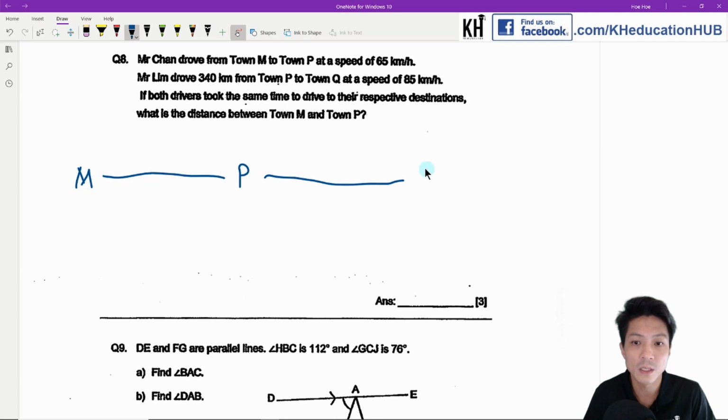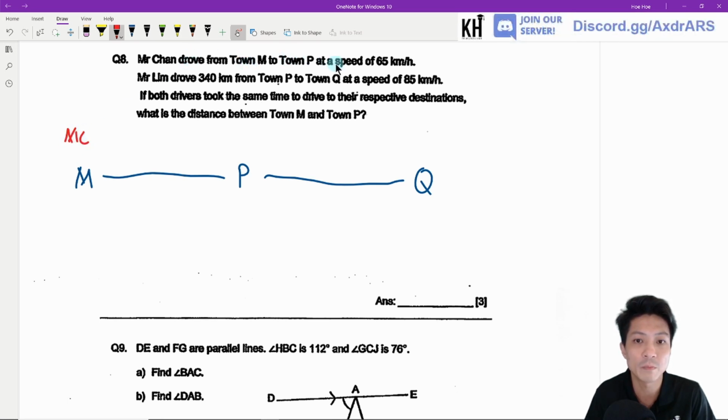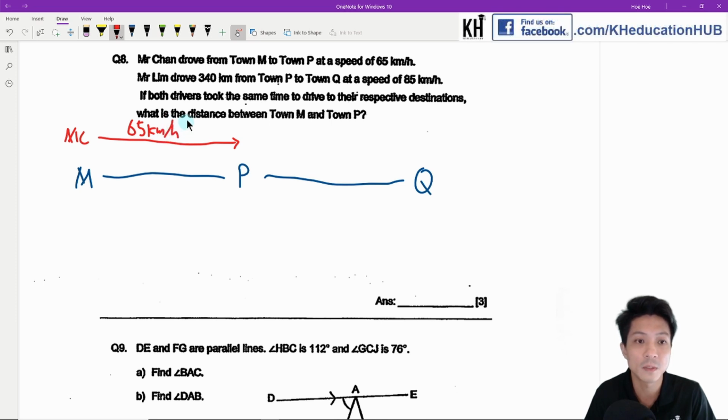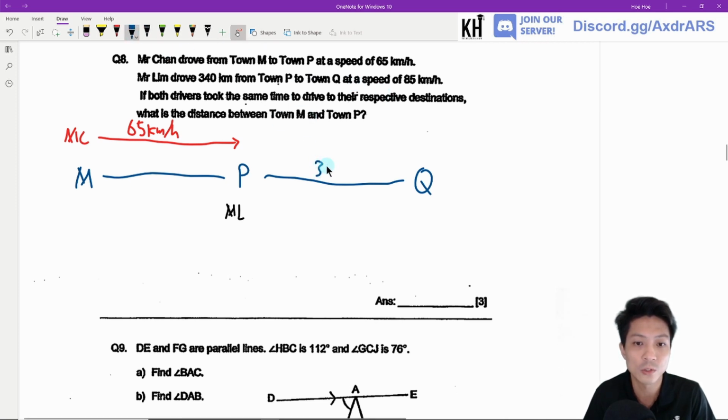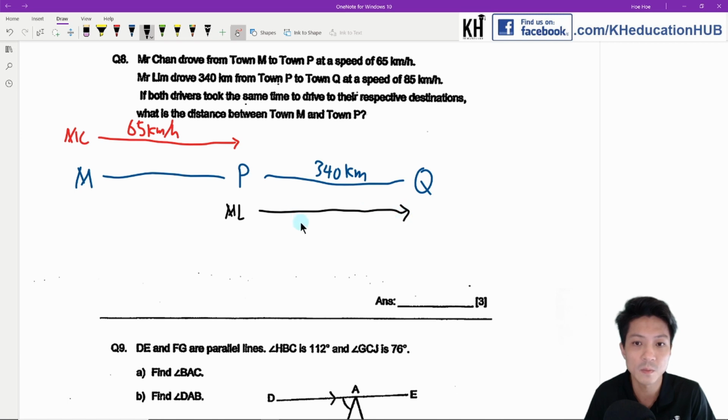So M, P, and Q. Mr. Chan drove from town M to P, so from here to here, at a speed of 65 km per hour. And Mr. Lim drove 340 km from P to Q, which means that P to Q is 340 km, at a speed of 85 km per hour.